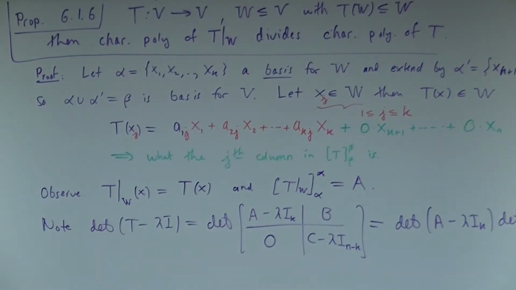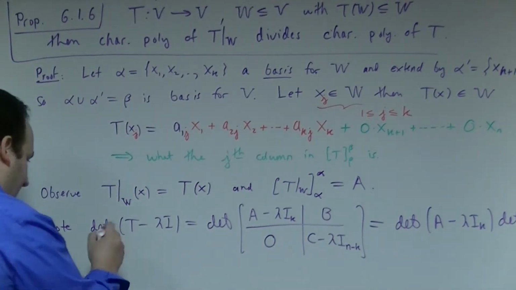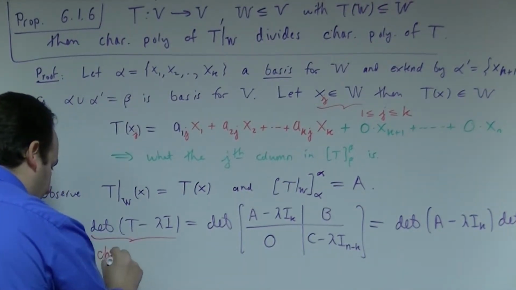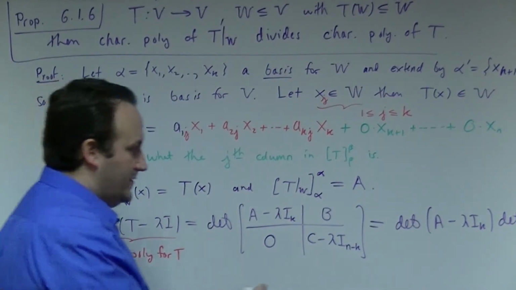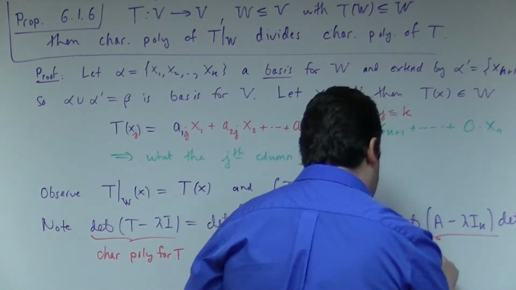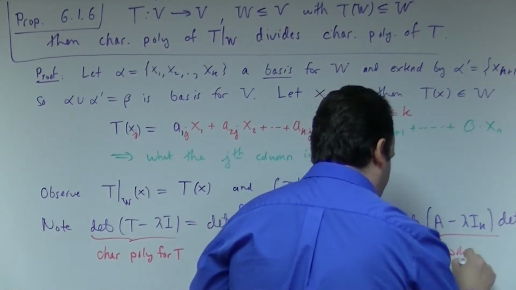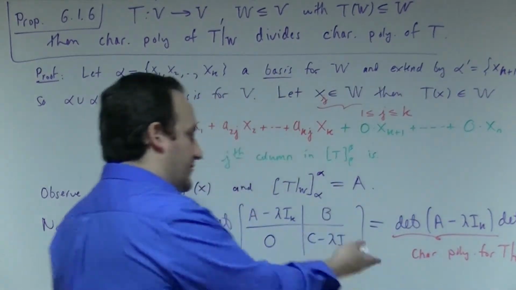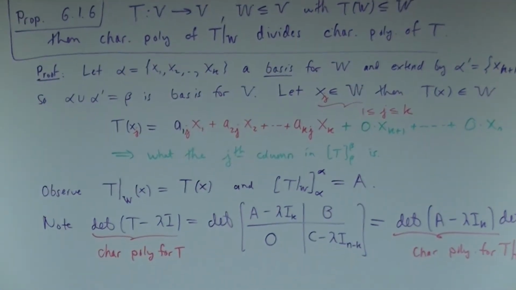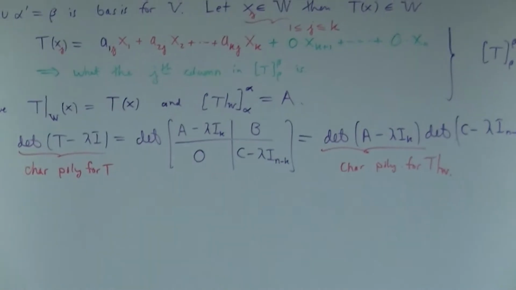And that proves the theorem. You see, because this on the left-hand side is the characteristic polynomial for T. This right here is the characteristic polynomial for the restriction of T to W. And that proves that that characteristic polynomial divides the characteristic polynomial for T.